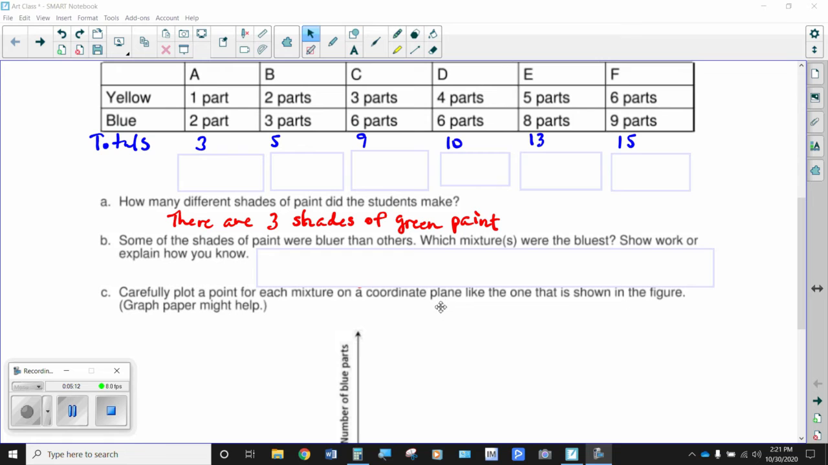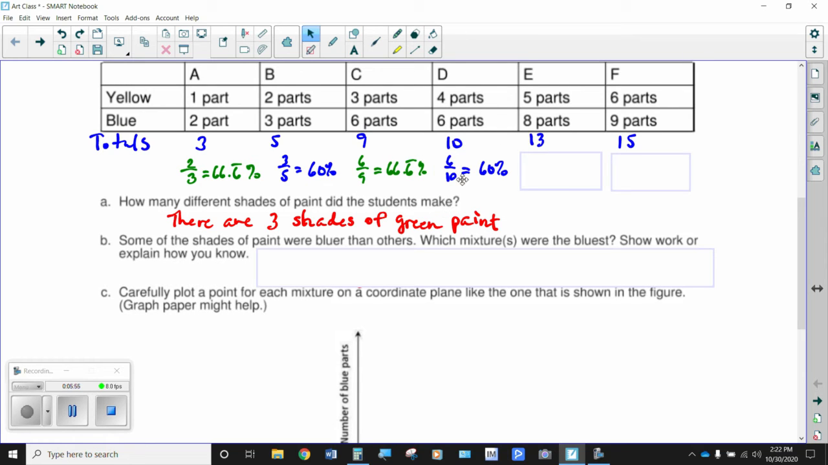Okay, so let's do each one of these parts one at a time. So paint A has 2 parts blue out of the 3 total. So if you were to write that as a fraction, it would be 2/3, which is the same as 66.6% or 66 2/3% blue. Paint B has 3 out of the 5 parts are blue, and 3 out of 5 is 60%. Paint C is 6 out of 9 parts is blue, so that would be the same as paint A, which is 66 2/3% or 66.6 repeated percent. Paint D has 6 out of 10 parts that are blue, so that's 60%.